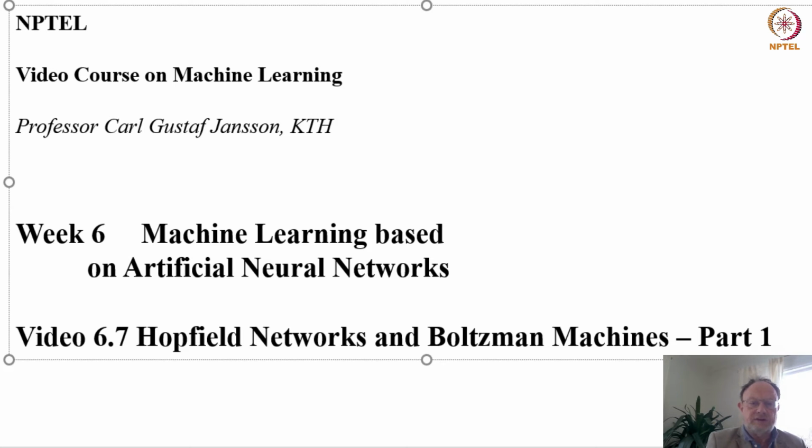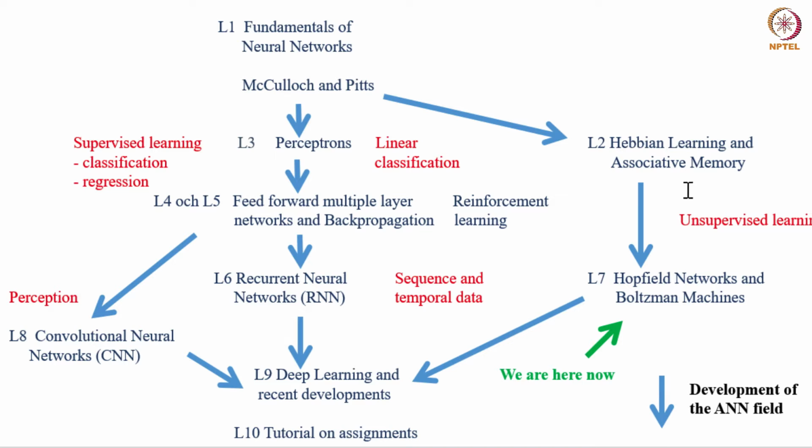Welcome to Lecture 7 of the 6th week of the course in machine learning. In this lecture we will talk about some examples of associative memory, Hopfield networks, and Boltzmann machine, and a few other approaches. As you can see from the map of material this week, we are now here.